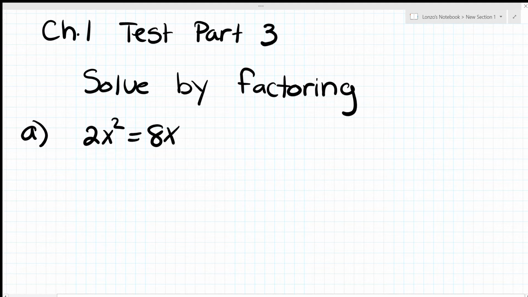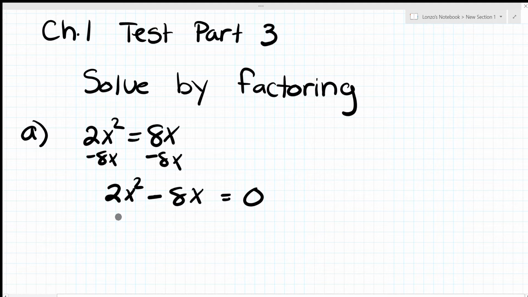So the first step is to get the right side to 0, so I'm going to subtract 8x from both sides. So I get 2x squared minus 8x equals 0. Now I can factor. What can I take out? I can take out a 2x, right? Because they all have an x, and if I factor out a 2, so I'm factoring out a 2x, this becomes x minus 4 equals 0.